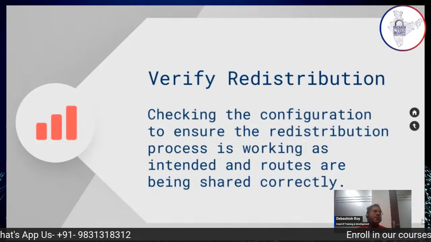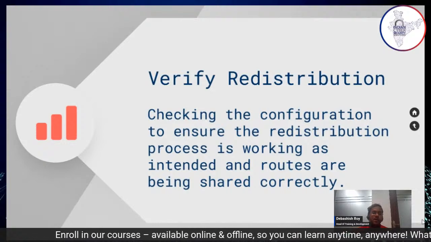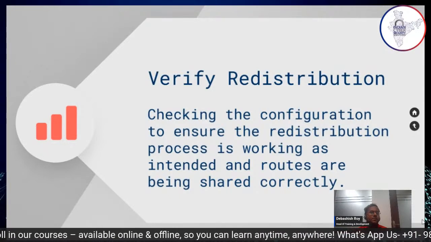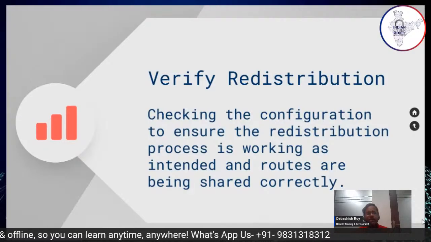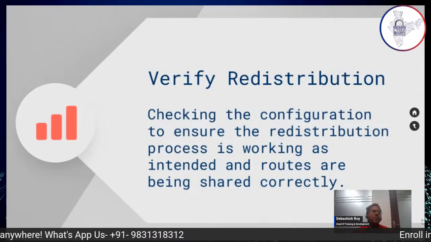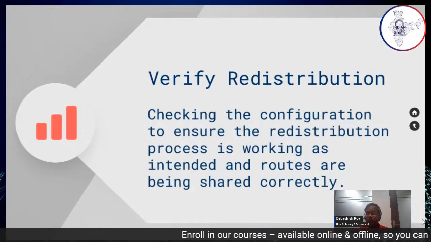And you have to verify the redistribution. You have to check the configuration to ensure that the redistribution process is working as intended and routes are being shared correctly. So this is the process to actually redistribute between EIGRP and OSPF or BGP or any other routing protocol. So that is the theory part of the redistribution. I hope that you have got the knowledge about what redistribution is and how to do it, but you have to do it practically.